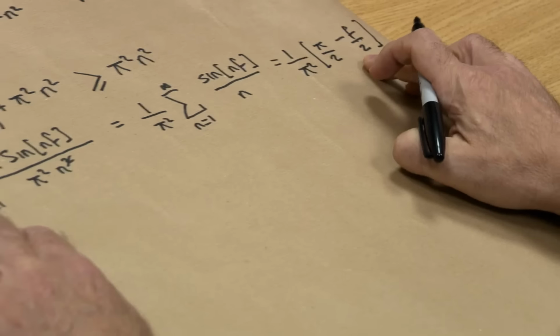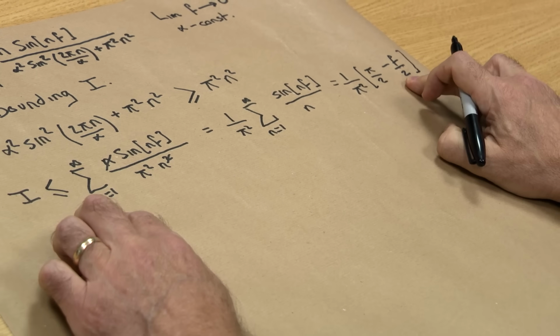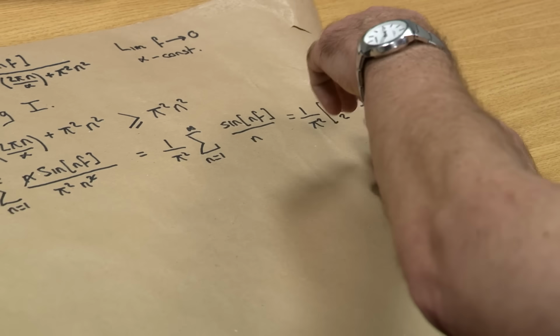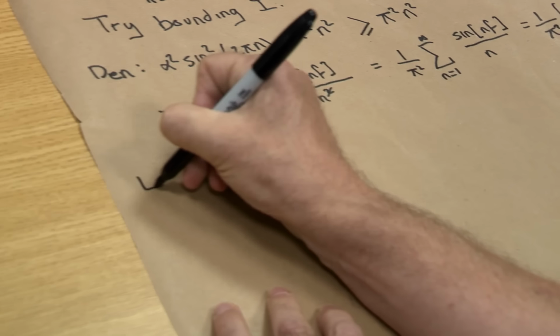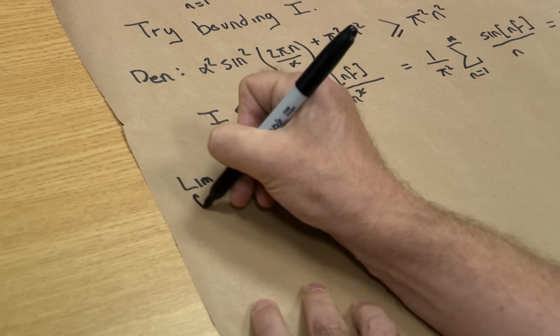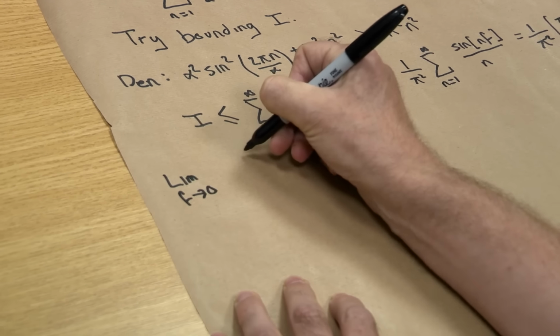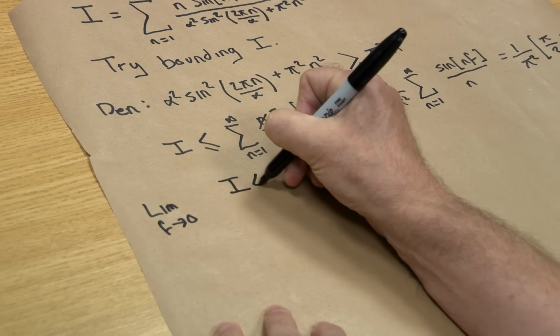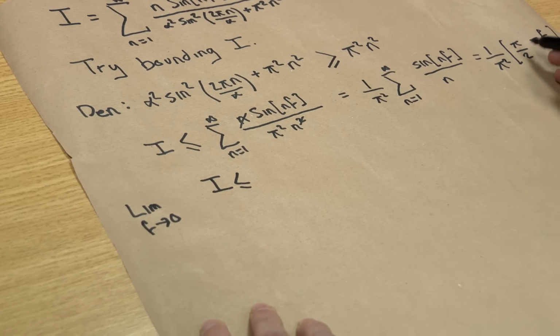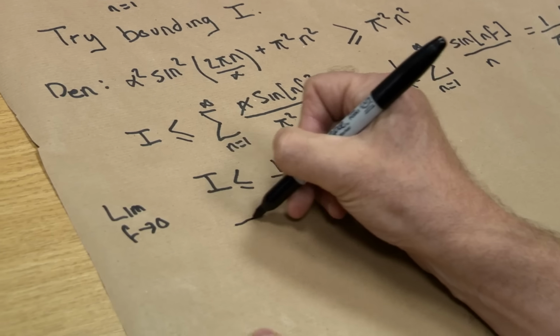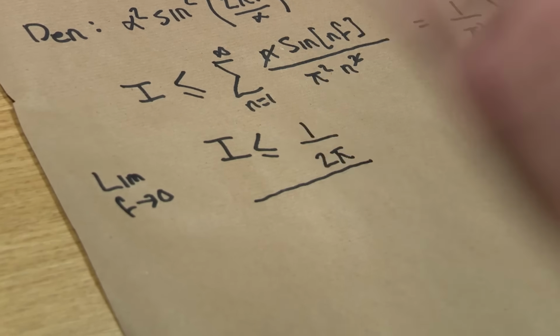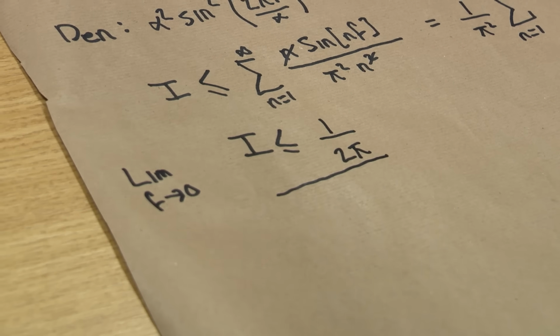But I'm interested in the limit of f goes to 0. And now I can take this limit. There's no n's multiplying it to cause me a problem. So it means that in the limit of f goes to 0, I must be less than or equal to, and what I have is 1 over 2 pi. So that's an upper bound on what this sum is.